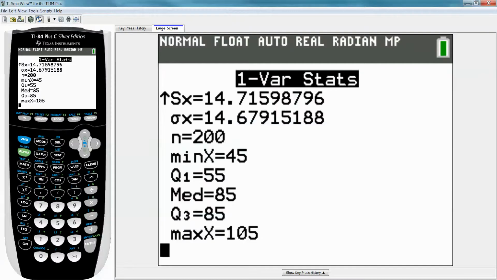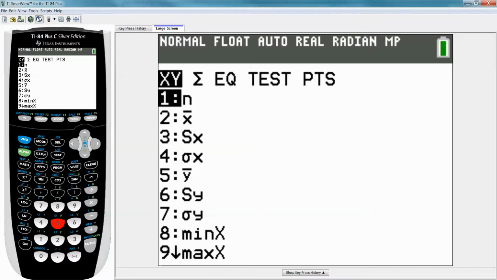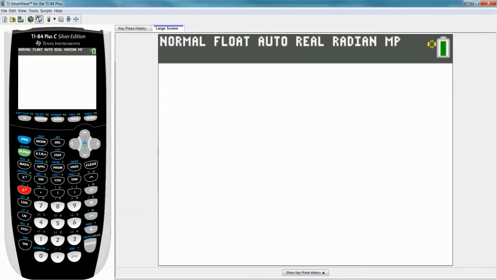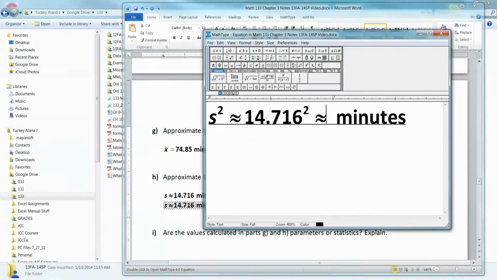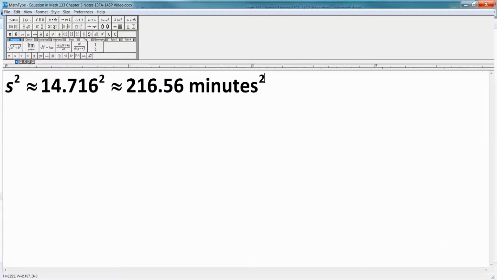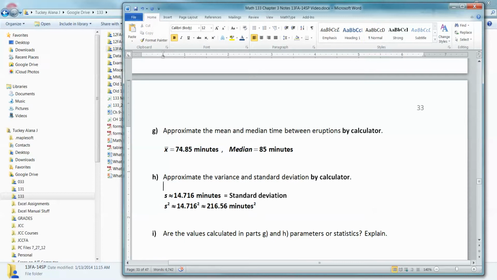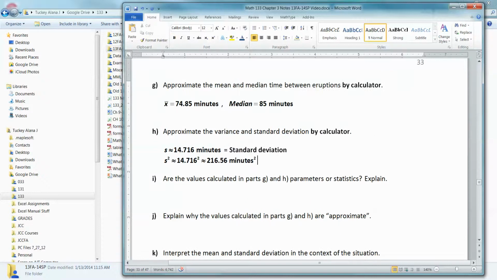Let's see here. Oh, don't forget, we can still use the variables number 5, and then there's SX number 3, and I square it, enter. So 216.56. And again, it doesn't really mean much to us in terms of units at this point. That's not what variance is useful for. Variance is useful for some higher level stuff. It has to do with the mathematics of something that's always positive, like variance is easier to work with.